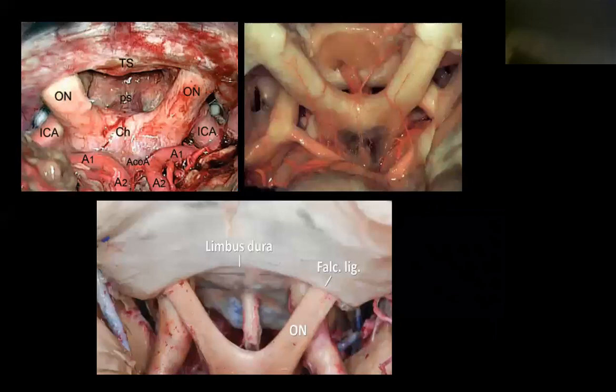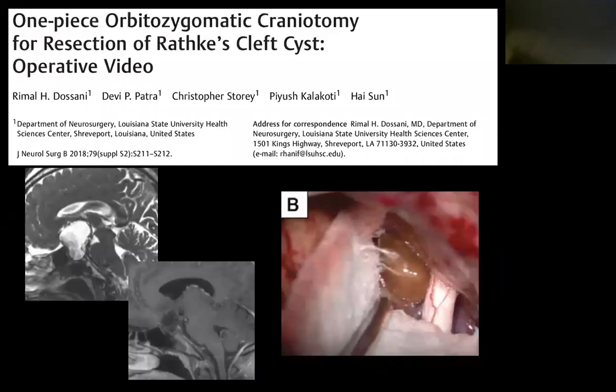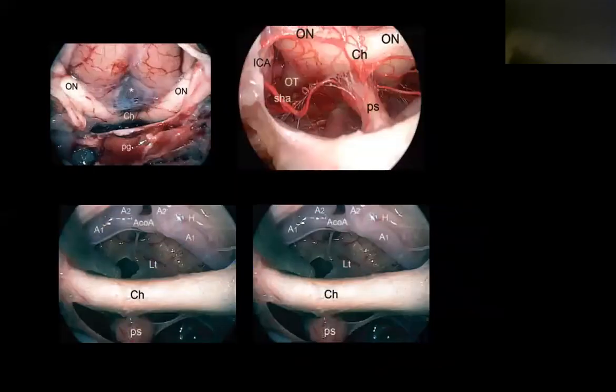So this is the craniotomy picture: optic nerve, chiasm, carotid, A1, A2. So you find the cyst, if it is suprasellar, it will be here. This is the stalk coming from the hypothalamus to the pituitary gland, carotid, middle cerebral, anterior cerebral. That's the picture of a craniotomy. And people would recommend that you do an orbitozygomatic approach for this large cyst. So craniotomy is still needed.